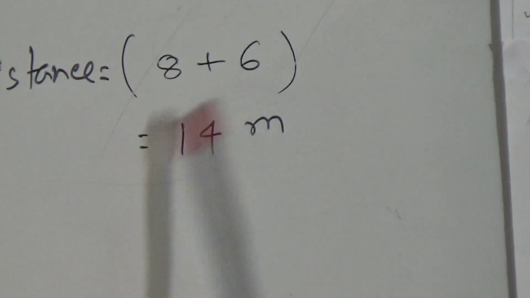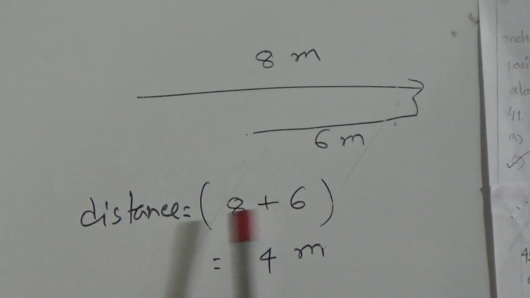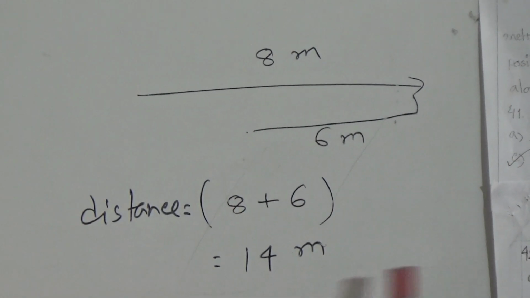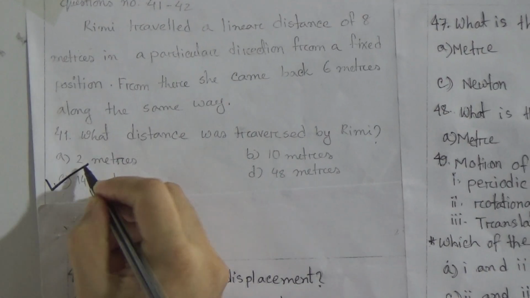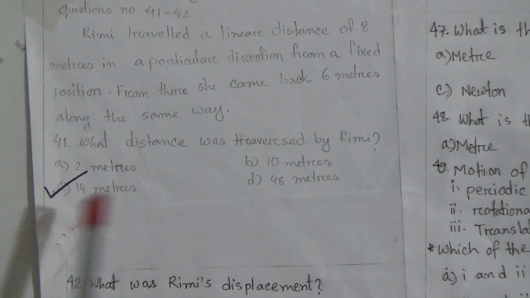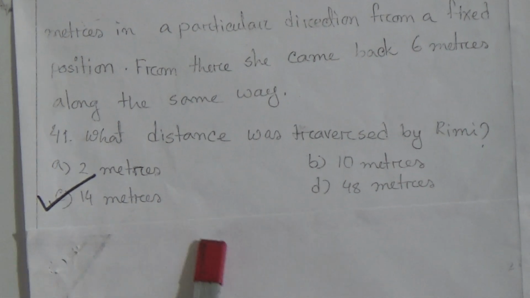Distance means total length of travel by Remy. That means 8 plus 6 equals 14 meters. That means our correct answer is option C. So put a tick mark on option C. The distance traversed by Remy was 14 meters.